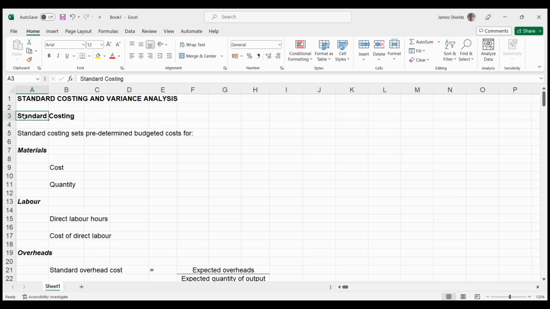So first of all, we need to know what standard costing is. Now standard costing sets predetermined budgeted costs. So in other words, it's expected costs. They relate to materials, labour and overheads.